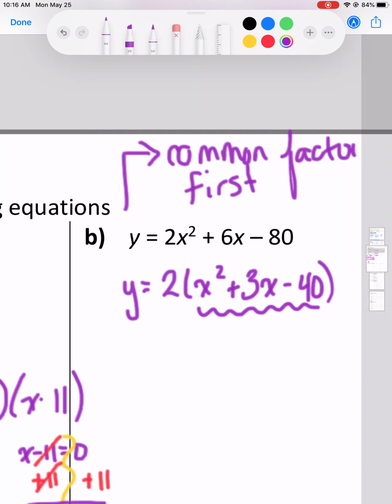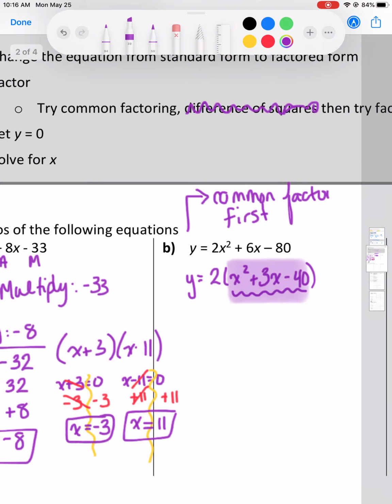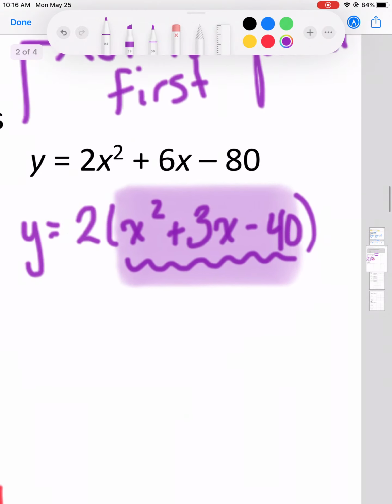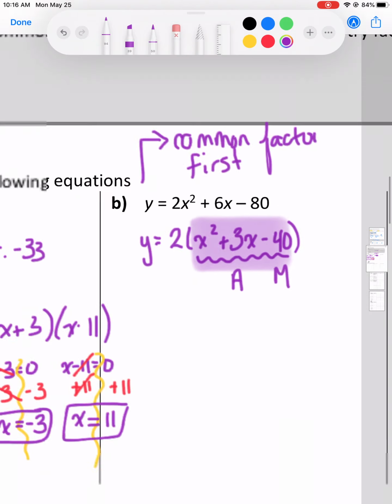So some of you are going to be like, I don't get it. That's okay. Some of you are going to understand it. Don't worry about it. Okay. So what are we going to factor? We're going to factor this. So what did I do over here? Remember, 2 numbers that add to positive 3 and multiply to negative 40.